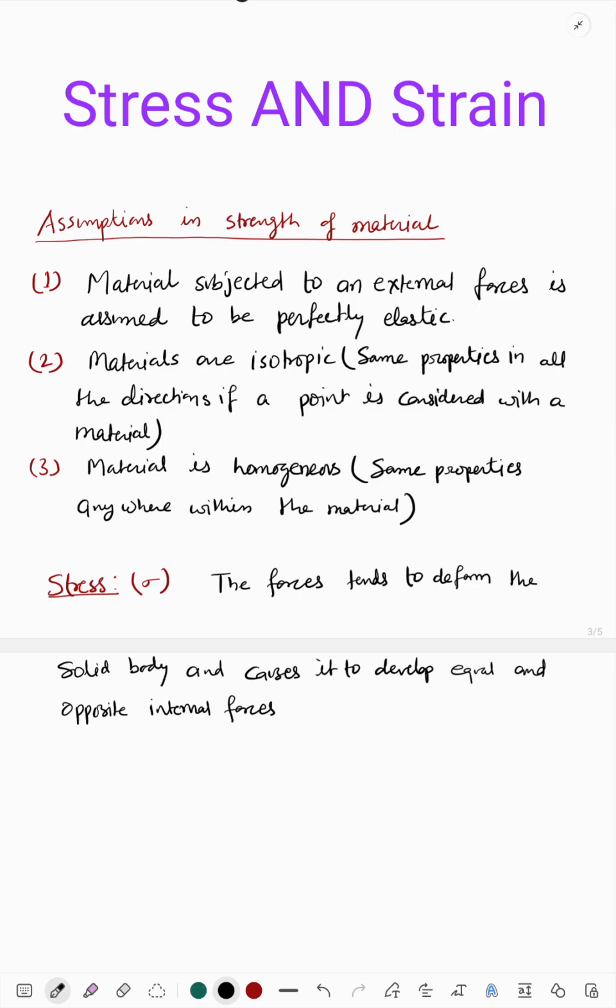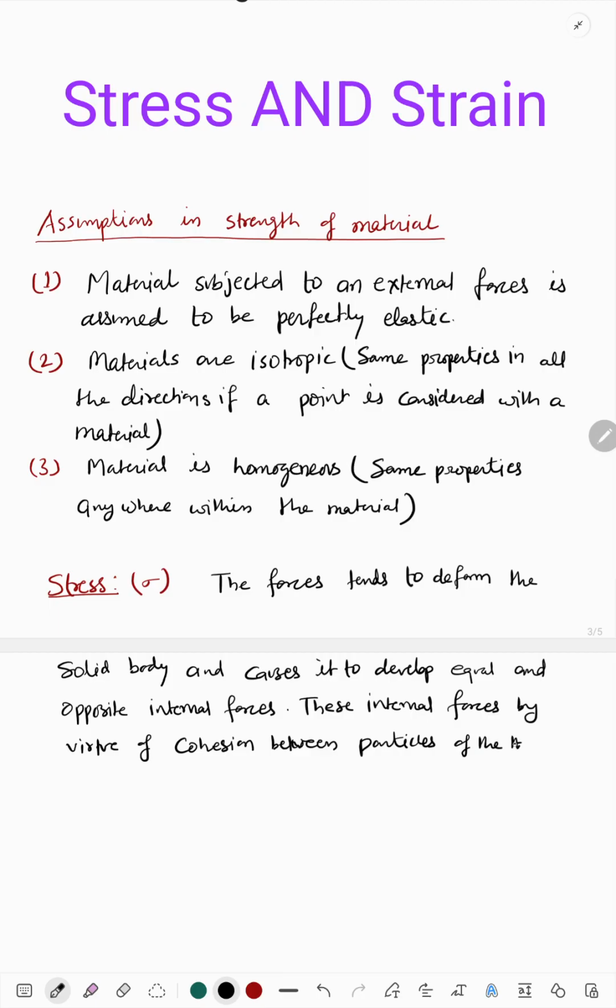These internal forces, by virtue of cohesion between particles of the material, tend to resist the deformation. It means if force is applied on a material, what happens?